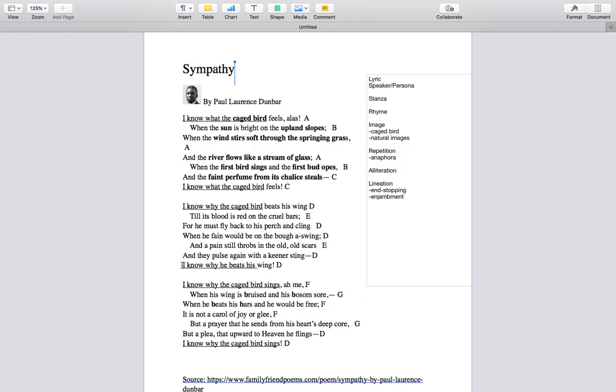The focus is not on the bird beating its wings or the bird singing, but it's on the speaker's awareness of what that means, right? And this here, this hard break, is a moment where we are forced to reconcile with that. And Dunbar really leaves us in that moment. Okay, there's another thing about lineation that has to do with caesura, but he doesn't use that at all in this poem, so we'll talk about it later.